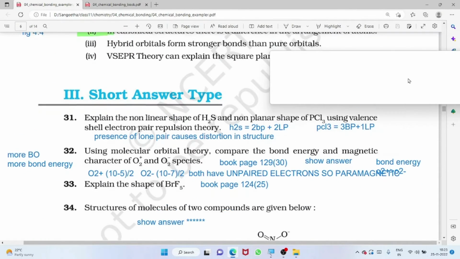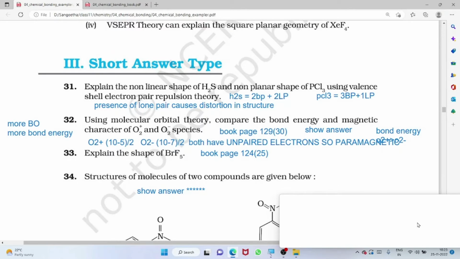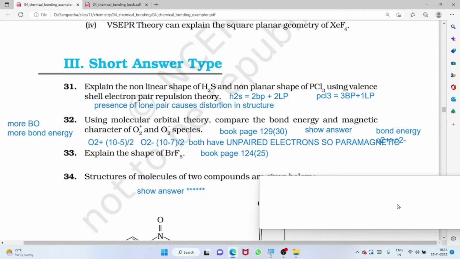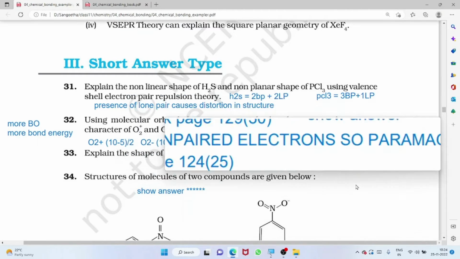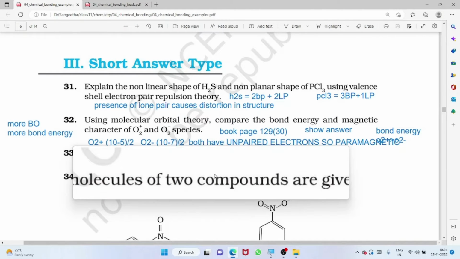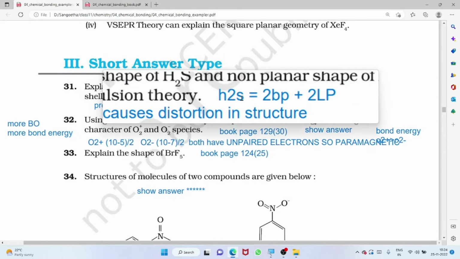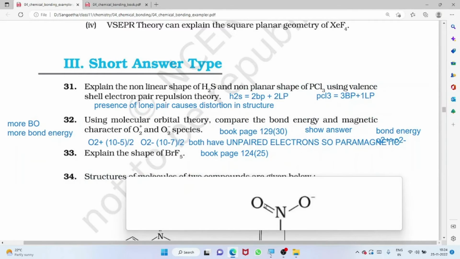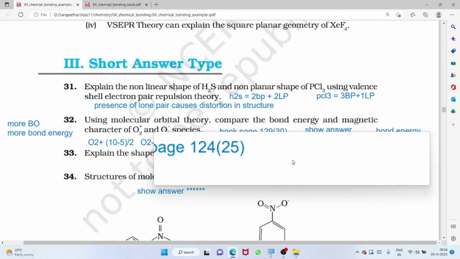Okay, short answer type. Question number 31. Explain the non-linear shape of H2S and the non-planar shape of PCl3 using the valence shell electron pair repulsion theory. The presence of the lone pair causes the distortion in the structure. Here H2S has two bond pairs and two lone pairs, and PCl3 has three bond pairs and one lone pair. You can go through the book for the detailed explanation of why it attains this shape.